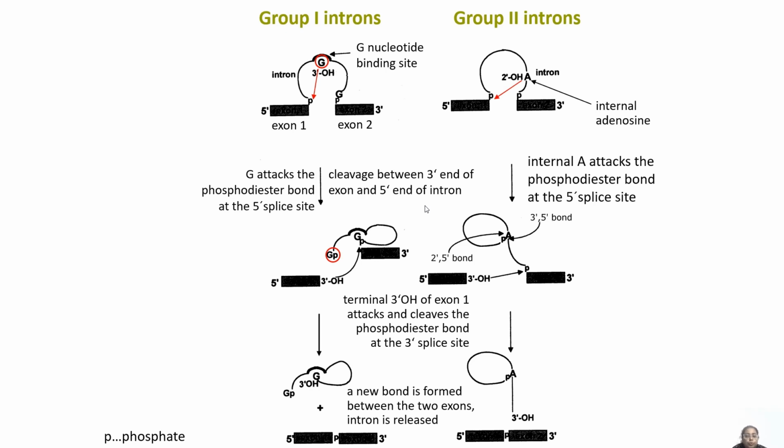This is group 1 and group 2 introns. So the G attacks the phosphodiester bond at the 5' splice site. Cleavage between the 3' end of the exon and 5' end of the intron. Terminal 3' OH of exon 1 attacks and cleaves the phosphodiester bond at the 3' splice site. A new bond is formed between the two exons. Intron is released. For this case, the internal A attacks the phosphodiester bond at the 5' splice site.